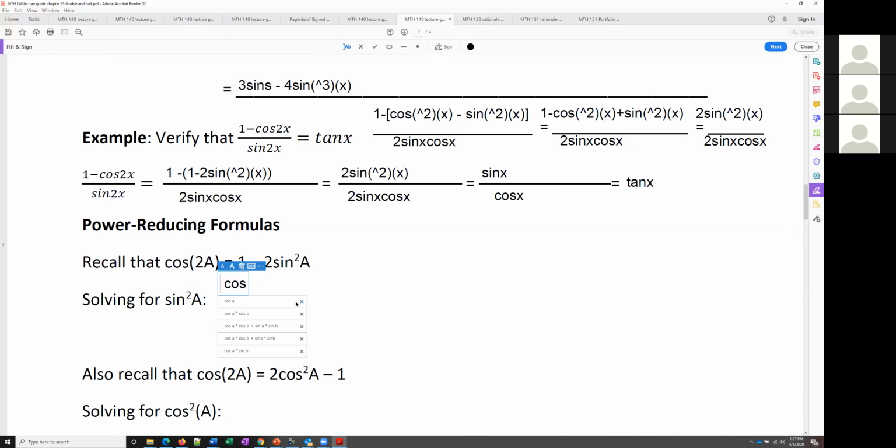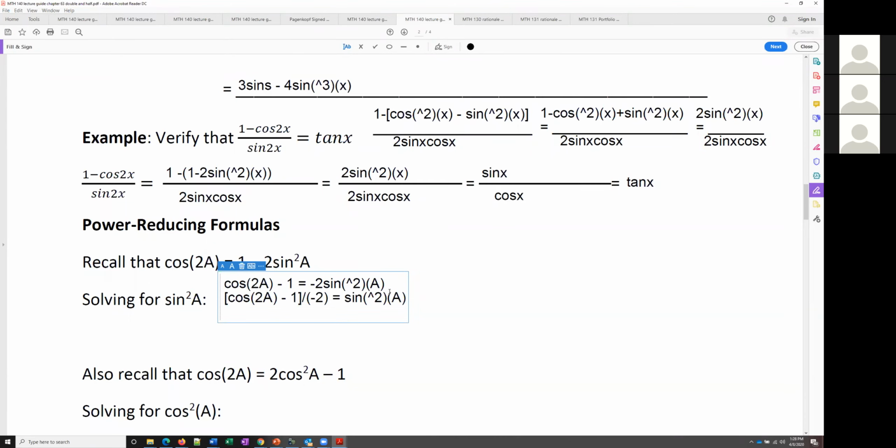So I can do cosine of 2a minus 1 equals negative 2 sine squared. Okay, so I've subtracted the 1 away from both sides. And then what I can do is divide both sides by the negative 2. So I will have the cosine of 2a minus 1. I'm going to divide that by negative 2. And that's equal to the sine squared of a.